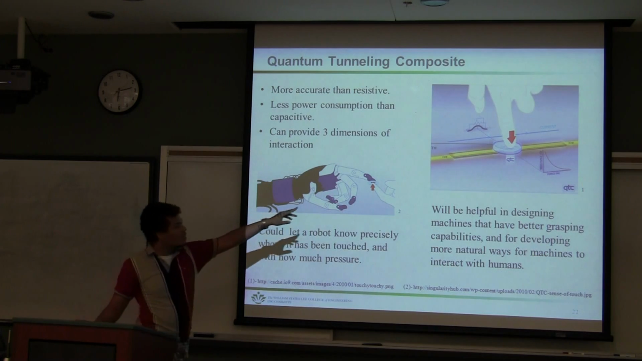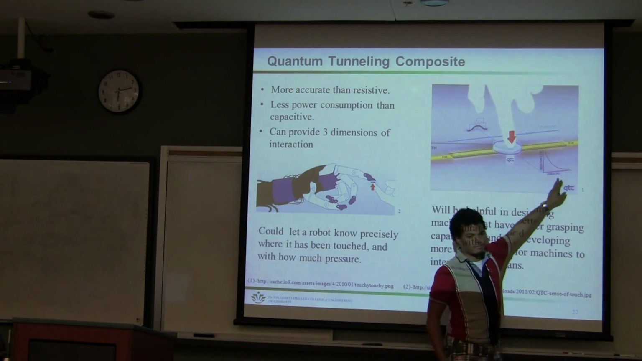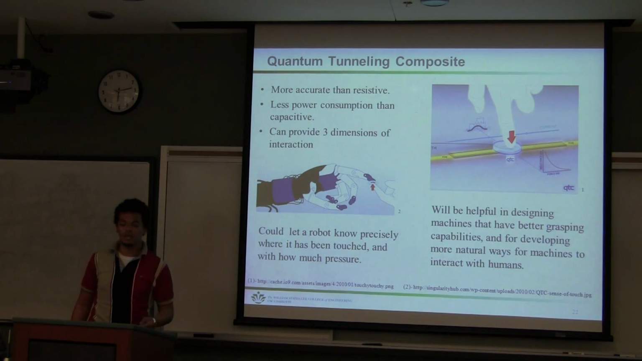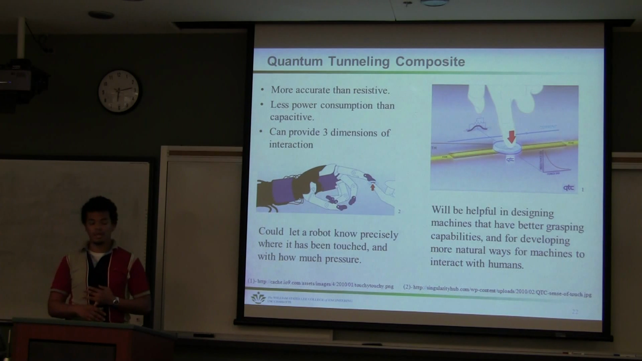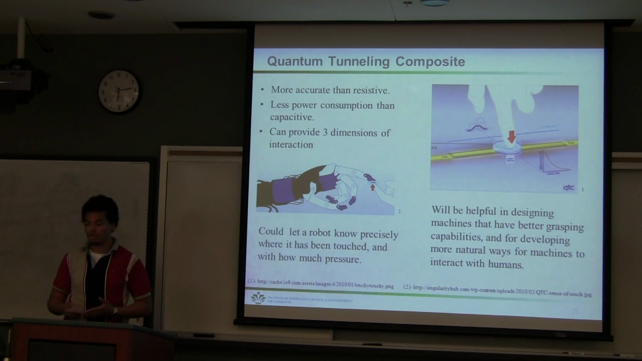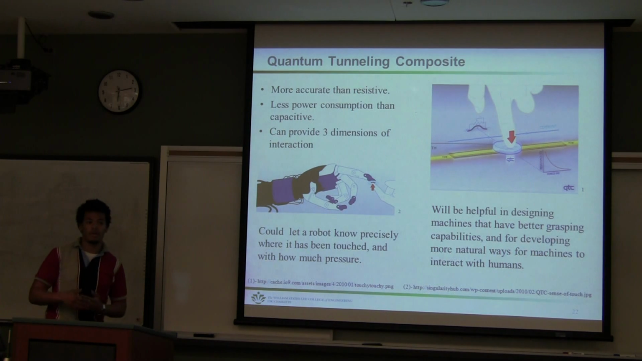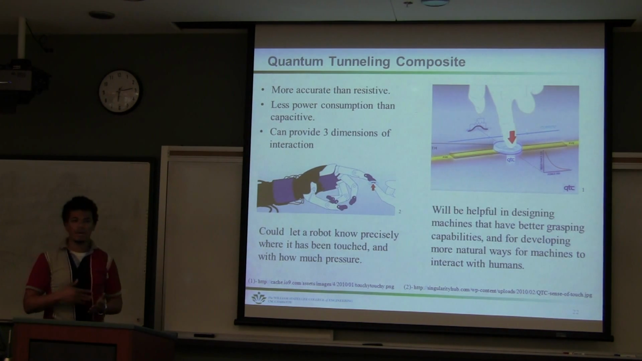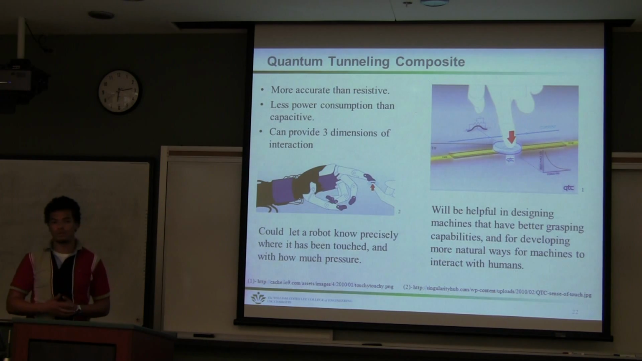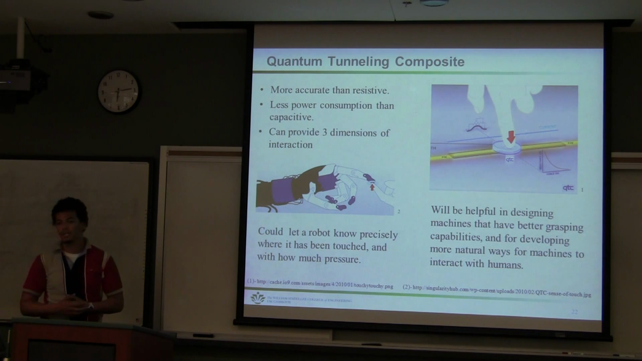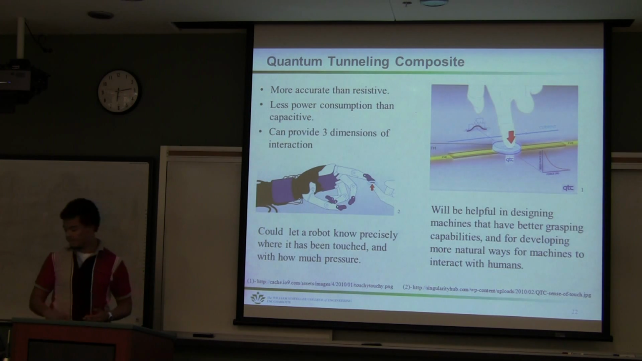As you can see in the picture, for the graph, as the force is applied to it, the resistance lowers. So if less resistance, more current goes through it. This works on a three-dimensional interaction since you have to use pressure on it. If it's used on a robot, it could let them know where it's being touched and with how much pressure it's being touched. And this could lead to robots that have better designing, grasping capabilities, and better interaction with humans.